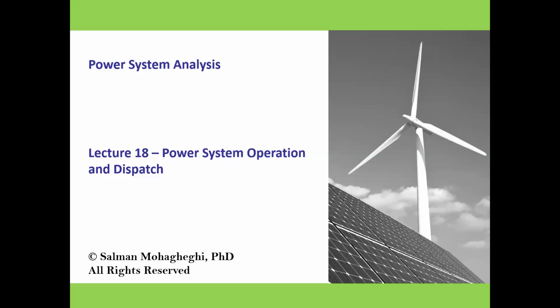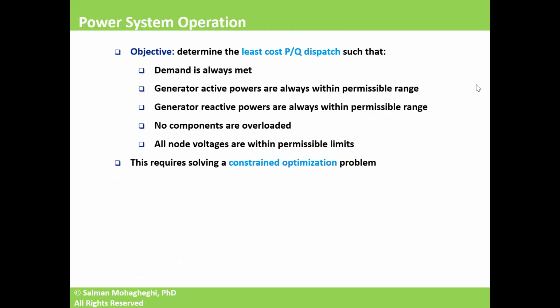Hi everyone. Today we're going to talk about power system operation and dispatch. Imagine you have a power system with a number of generation resources. Our goal is to find out how much active and reactive power these resources should exchange with the grid in order to supply the demand. We refer to it as PQ dispatch, or active and reactive power dispatch.